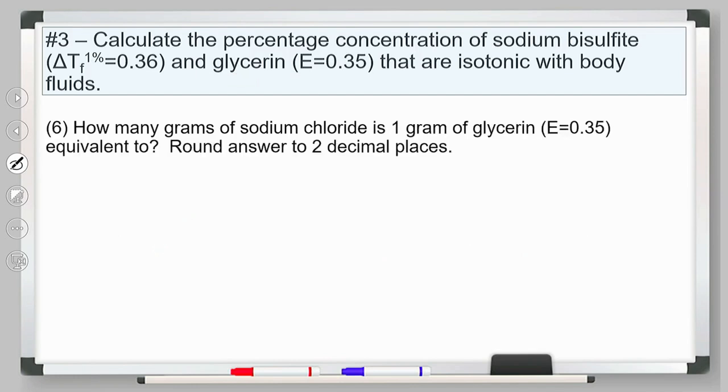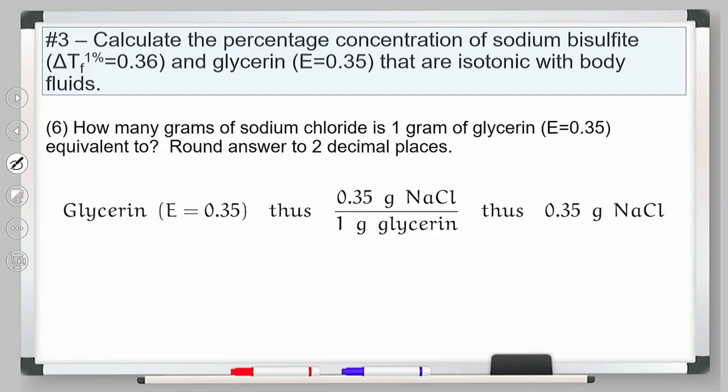But now let's ask you this. How many grams of sodium chloride is 1 gram of glycerin equivalent to? If I have 1 gram of glycerin, how much sodium chloride does that mimic osmotically? Well, that's the definition of the E value. Remember, if I give you an E value, you know the 0.35 is 0.35 grams of what? Sodium chloride. So it's 0.35 grams of sodium chloride per gram of the drug, in this case, per gram of glycerin. Do you see where this is a ratio of sodium chloride to drug?